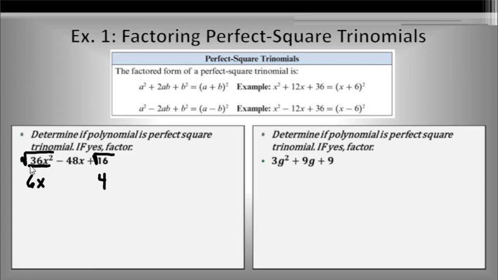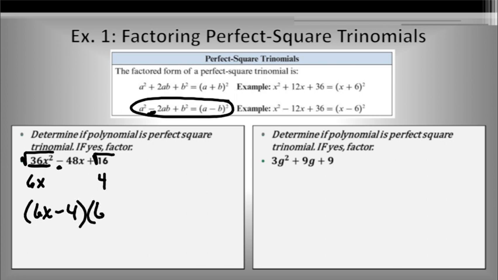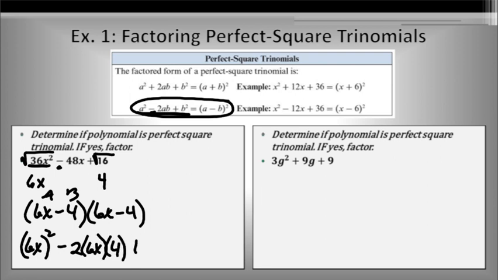Now, are there two numbers I can multiply to get 48x? Well, if I use this form, I would have to use this one right here because of the minus sign, and there you have a minus sign here. If I have this as my binomial, and I have 6x minus 4, if I plug it into this formula, this would be my a, this is my b. I would have 6x squared minus 2 times 6x times 4 plus b squared, which is 4 squared.